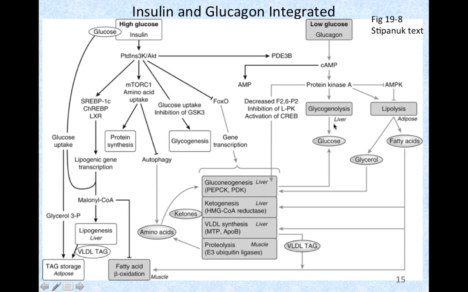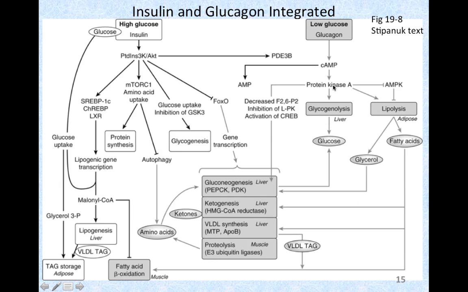Stimulates glycogenolysis, provides glucose to the blood. Protein kinase A inhibits AMP kinase, and AMP kinase is normally inhibiting lipolysis. So the protein kinase A is essentially inhibiting the inhibitor, so you get lipolysis. So the lipolysis in adipose tissue provides fatty acids and glycerol to the blood. The glycerol can go to the liver and be used for gluconeogenesis. The fatty acids can be used by other tissues like muscle for beta oxidation.